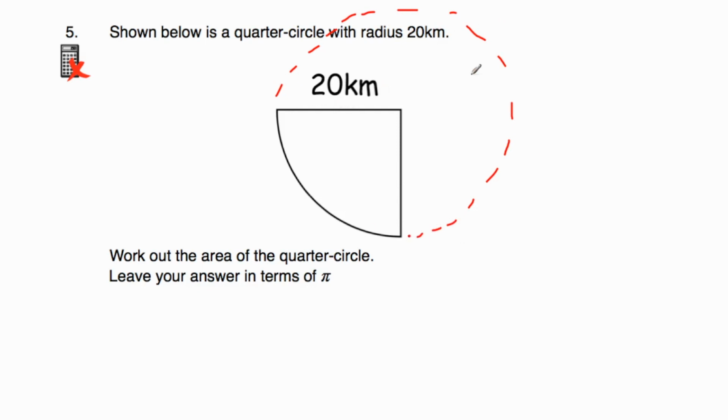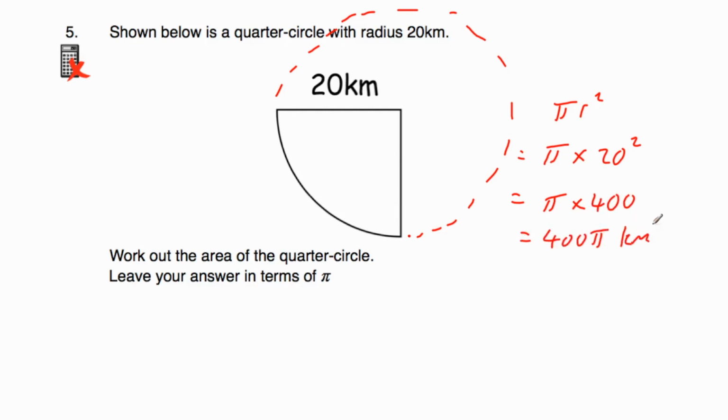And we're going to do pi r squared to get the area of the whole circle and then divide it by 4. So pi r squared would be pi times, and the radius is 20 squared. 20 squared is equal to 400. 20 times 20 is 400. So we've got pi times 400, and that would be 400 pi kilometers squared, or square kilometers. So that's the area of the whole circle.